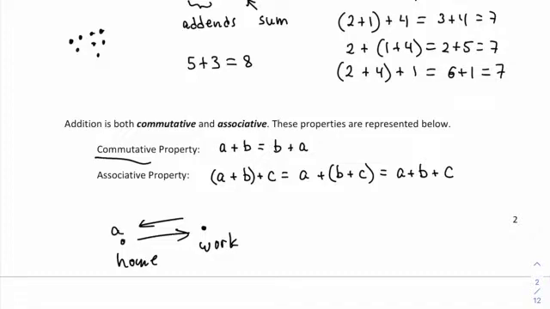So if you're going from point A to point B, it's the same thing as going from point B to point A. And this is how I remember that the commutative property is this property here. A to B or B to A. Sorry, A before B or B before A doesn't matter.